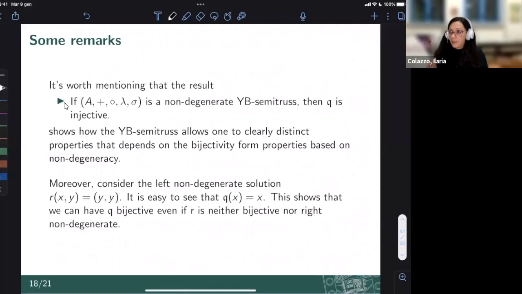And this is a really easy example: the solution r that maps the pair (x, y) into (y, y). This solution is clearly left non-degenerate because the lambda map is the identity, but it is not right non-degenerate because the rho map is the map that maps rho_y of x into y, something that Charlotte also noticed. But it's easy to see that since lambda is the identity, the lambda_x map is just the identity, then the Q map is just the identity again, and so it's bijective.